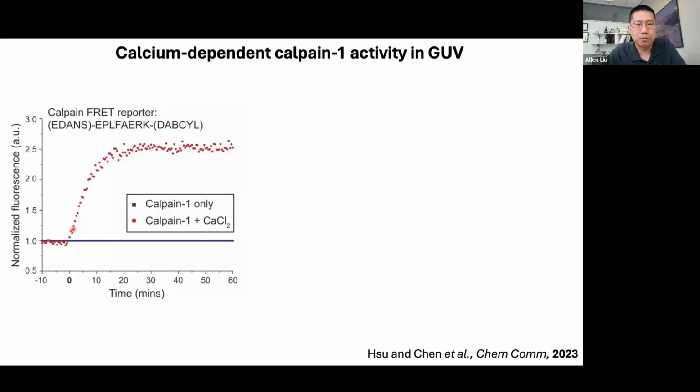So first, we want to test if this calpain-1 works well in a calcium-dependent manner. So we generate this calpain FRET reporter. This is the calpain cleavage sequence, flanked by a fluorophore and a quencher. In the absence of calcium, there's absolutely no calpain-1 activity. If we have calpain-1 and calcium chloride, you can see an increase in fluorescence, suggesting that the calpain is active.